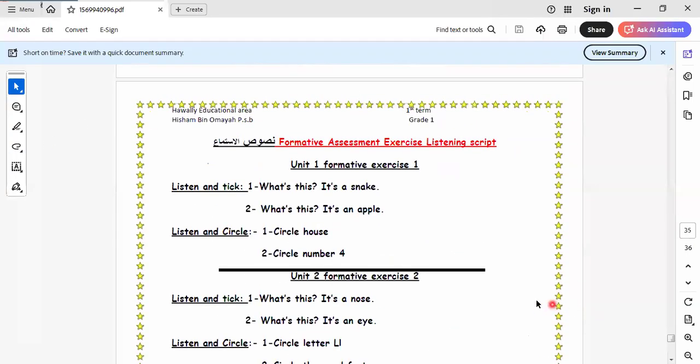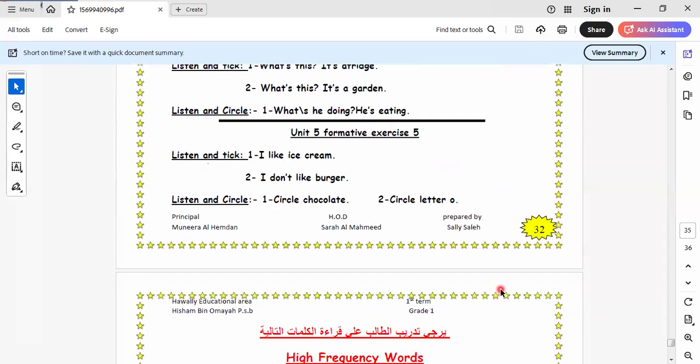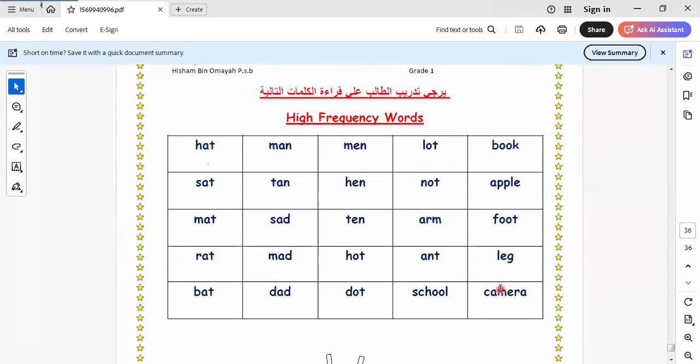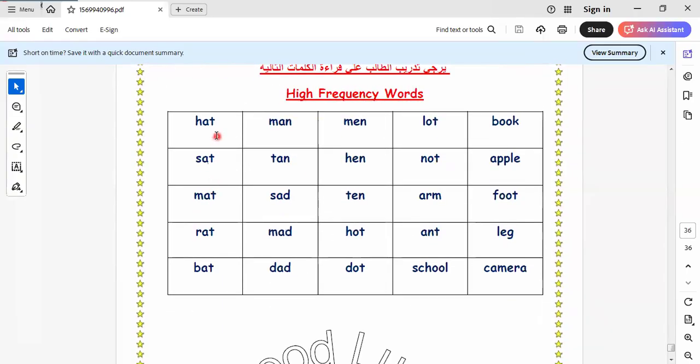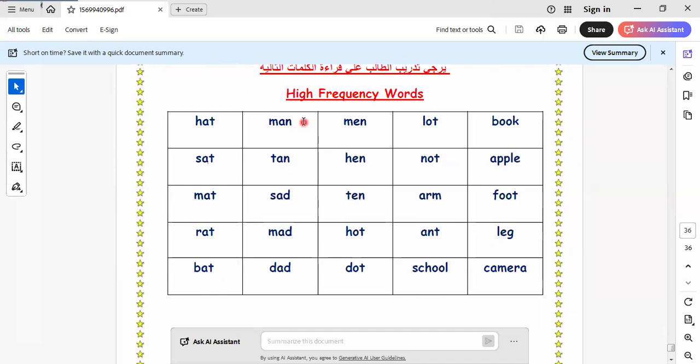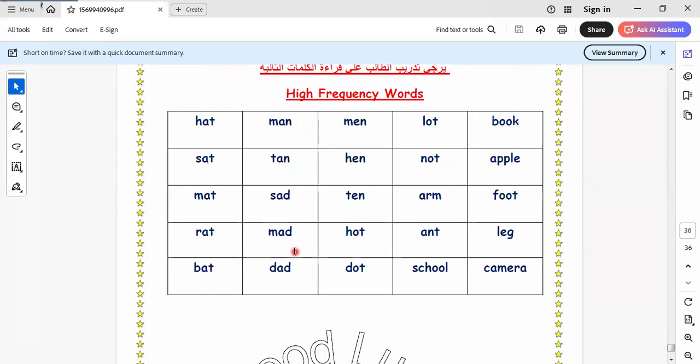Okay, let's go to another one here. Here is the listening text. We have some words here. I would like to read them to study. Here we have hat, sat, mat, rate, bat. These have the same letters and the same sound. Hat, sat, mat, rate, mat. Man, tan, sad, mad, dad. Pin, hin, tin, hot, dot. Lot, not, arm.